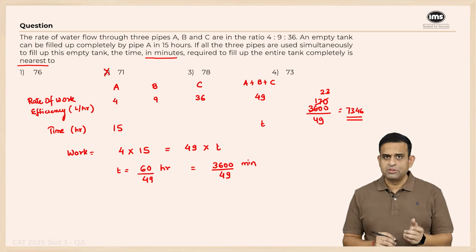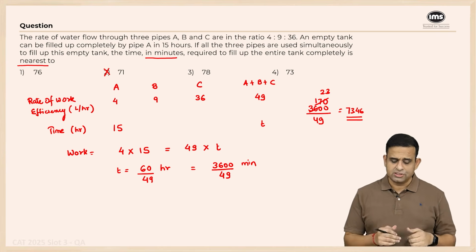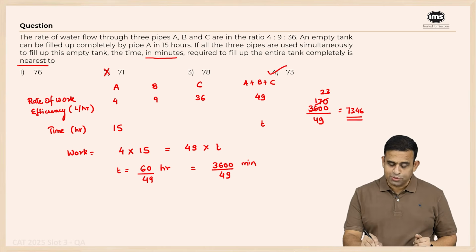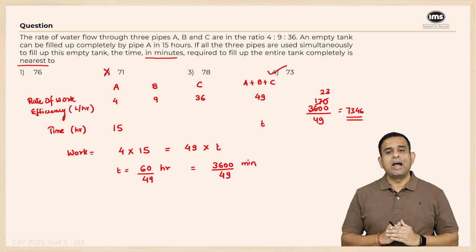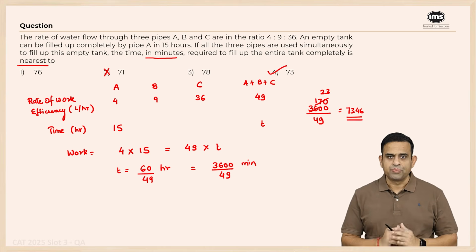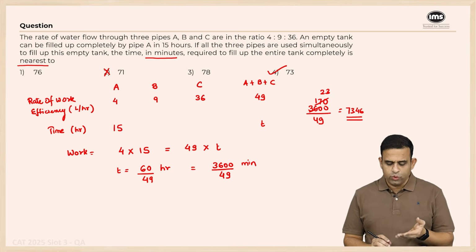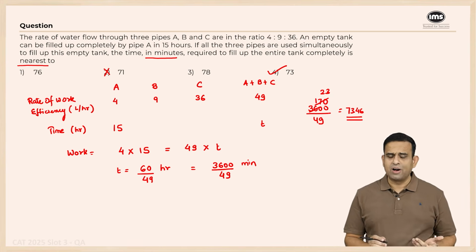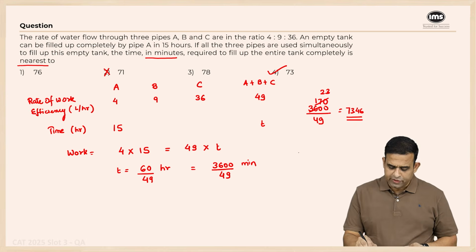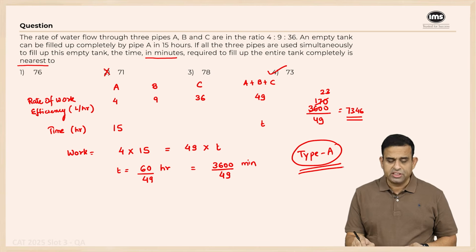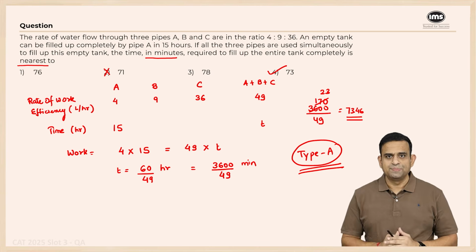And if I look at the options, since I wanted to find the closest answer, definitely I will mark option number 4, which is 73 minutes, as the answer for this simple question. It's a very straightforward question where you simply have to find out what 15 into 4 upon 49 is in terms of R, and this question is definitely a type A, and in exam conditions this question must be solved by every serious candidate.